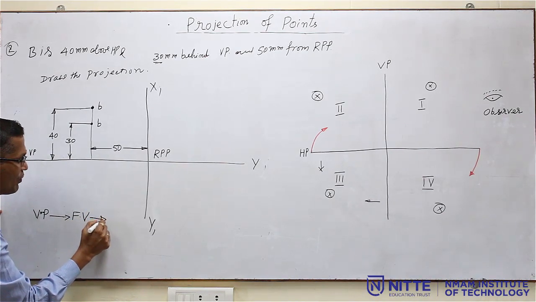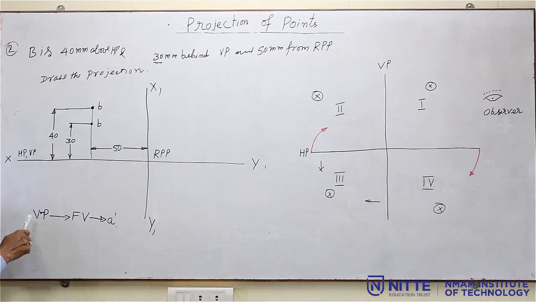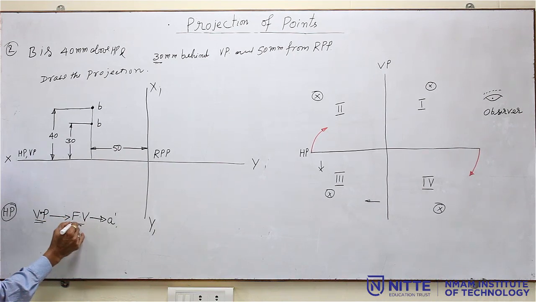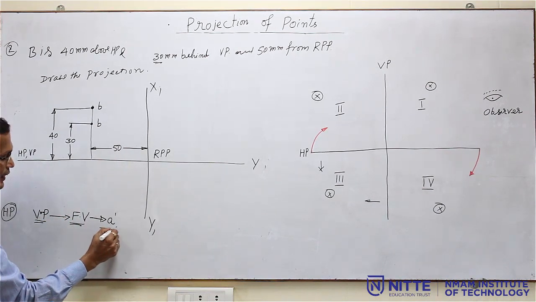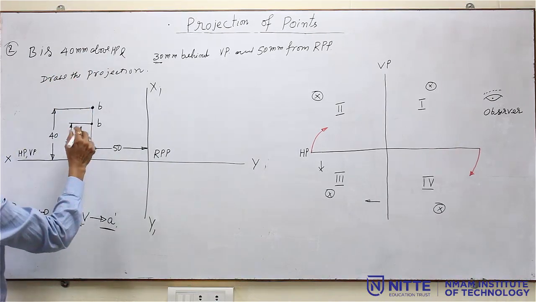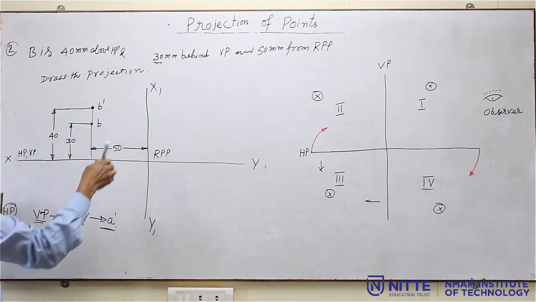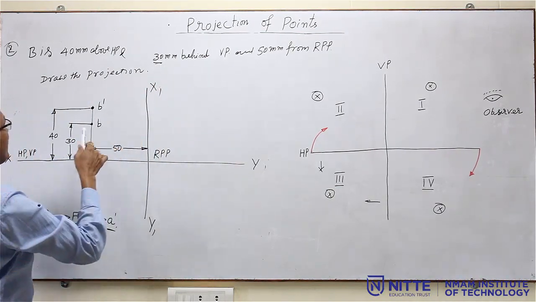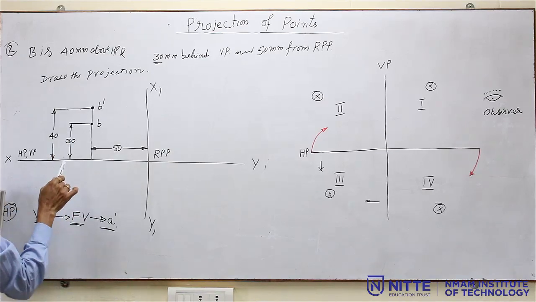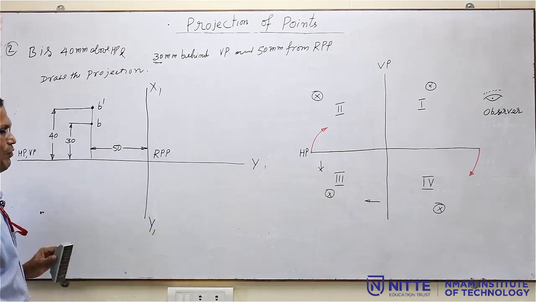Then the name of the front view is dash, A dash or B dash, like that. That means the HP dimensions are available in VP. So, in VP the front view is available. The name of the front view is dash. Now, here the HP dimension 40 mm, 40 mm above HP, means this is in VP. So, this becomes B dash, and this is 30 mm behind VP, that means this 30 mm with respect to HP is available in HP. That is why this is the top view, and this is the front view.